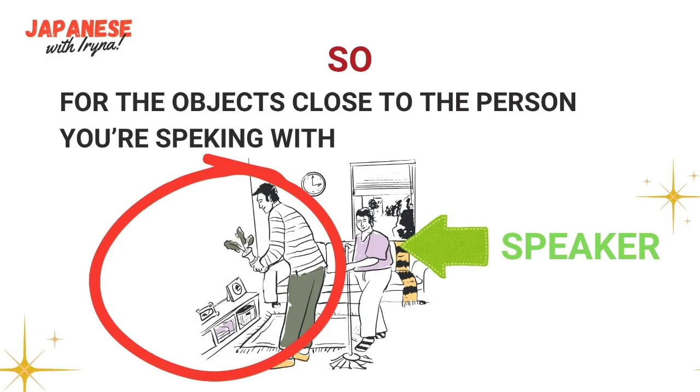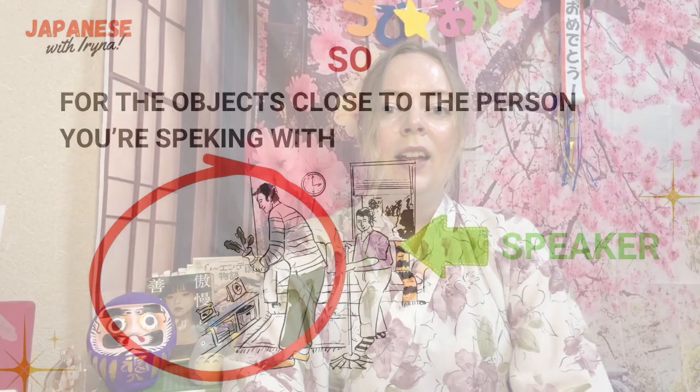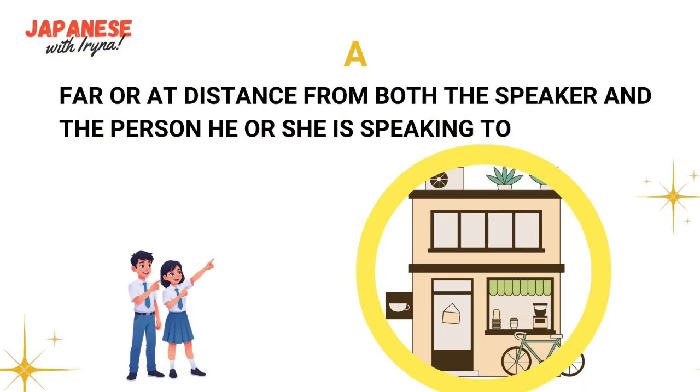The words that start with so are used for the objects close to the listener. Something close to you, as you are now my listener, will start with so. The words that start with a are for far or at distance from both the speaker and listener. And something which is far at distance from both of us will start with a. And the question words start with do.